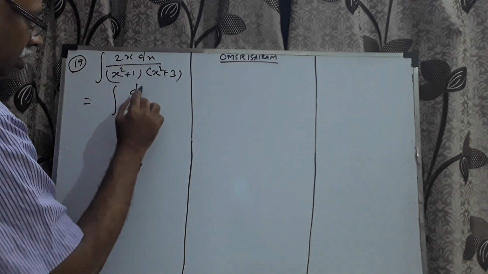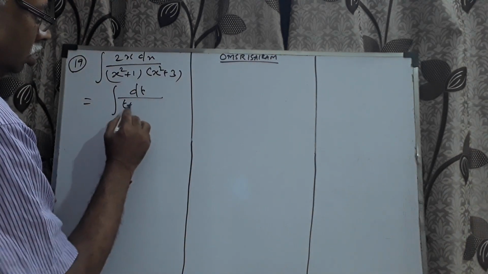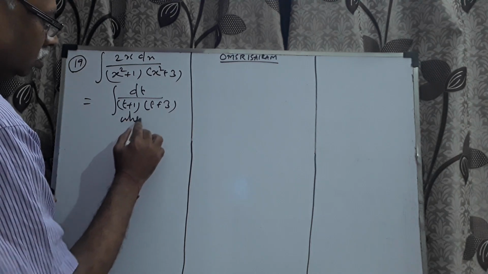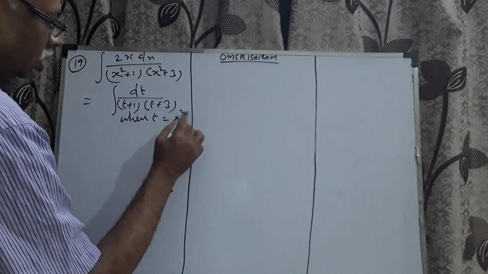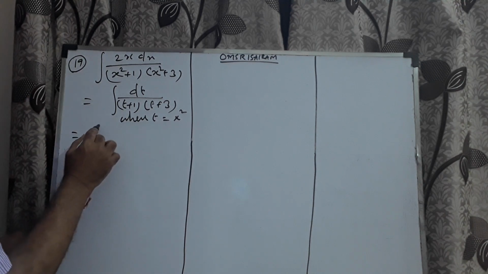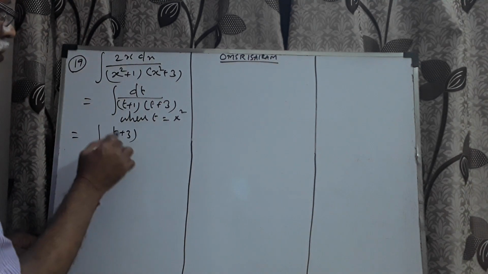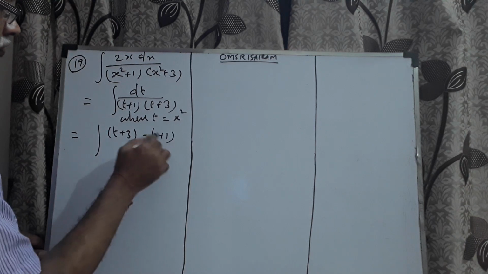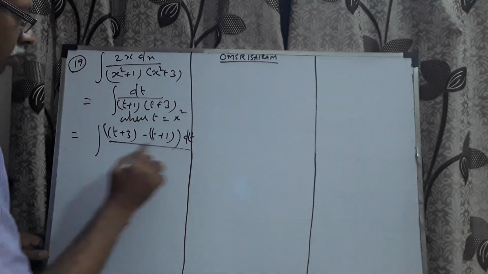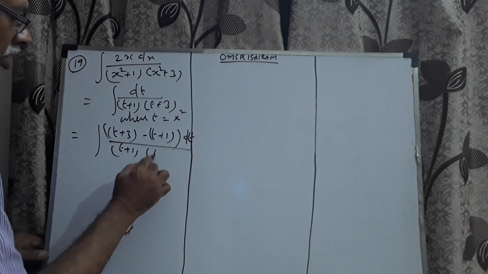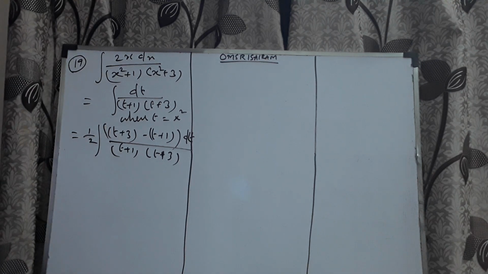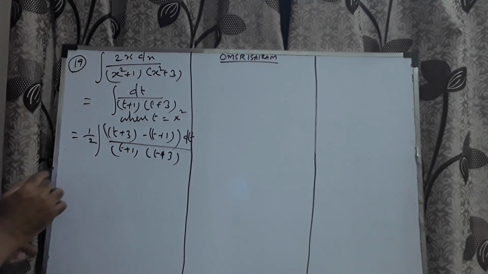This can be written as dt by t plus 1 into t plus 3, where t is x square and dt is 2x dx. We can avoid partial fraction. I can write the numerator as t plus 3 minus t plus 1. Here anyway t gets cancelled. 3 minus 1 is 2. To compensate, divide by 2 outside.